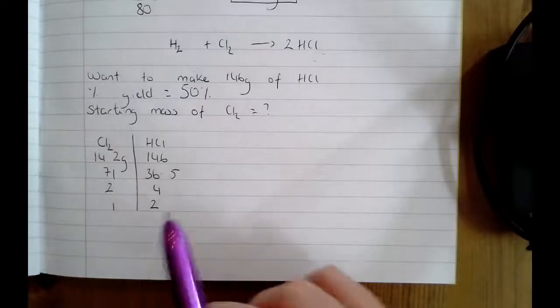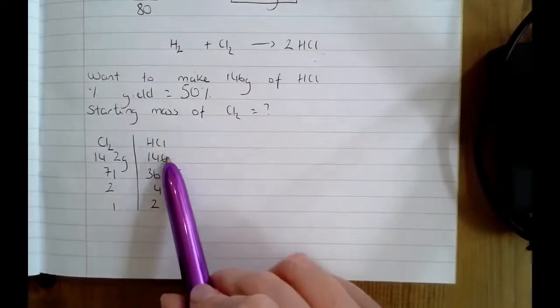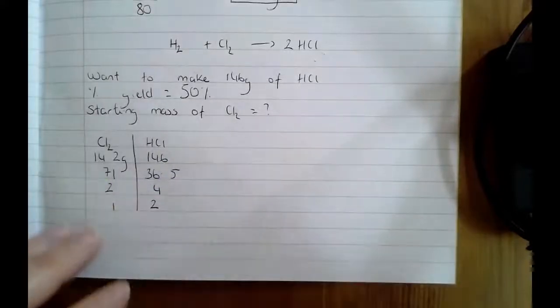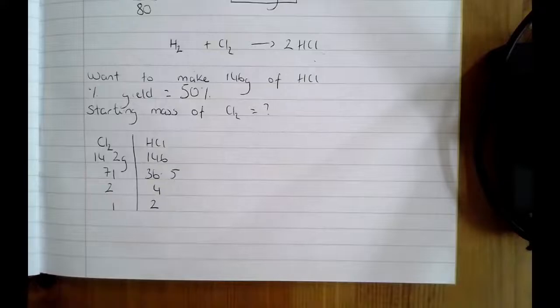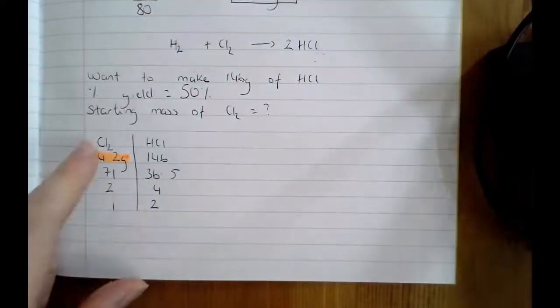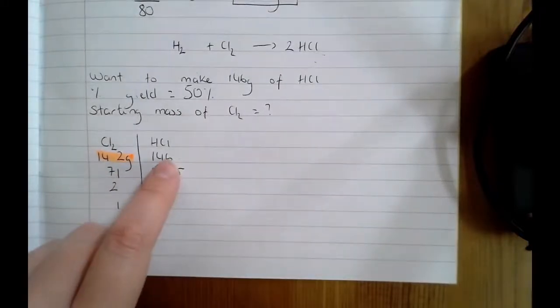Okay, so I started off by doing my moles table. If I'm starting with this, so if I want to end with this mass of HCl, then using my moles table, this is the mass of Cl2 that I should start with, 142 grams, okay? But that would be fine if I had 100% yield. That would give me the 146 that I need.